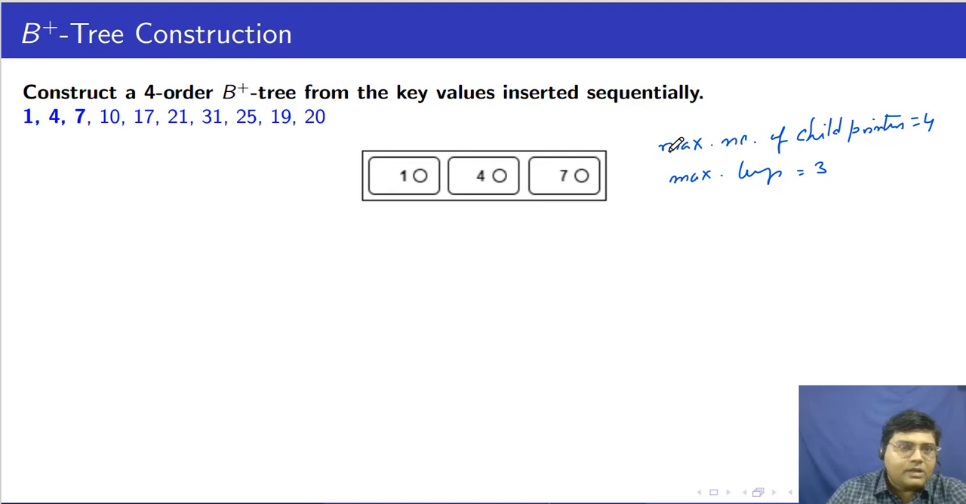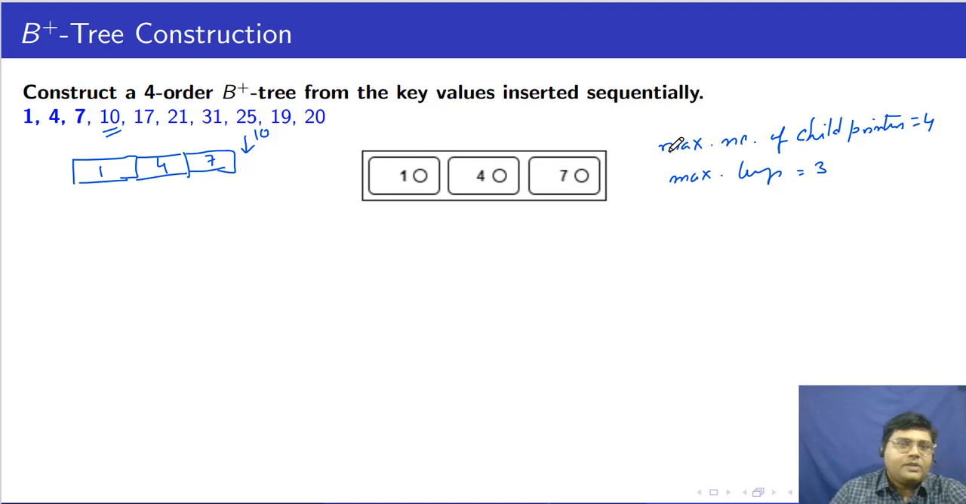Okay, let us start. So we start with the empty root. Initially I can add 1. Then I can add 4, because my maximum capacity is 3. Then 7. So they will be in sorted order. So 1, 4, 7 have been added. Now whenever I try to add 10, I face a problem because the maximum capacity is 3 keys, right? So in that case, how can I add 10?